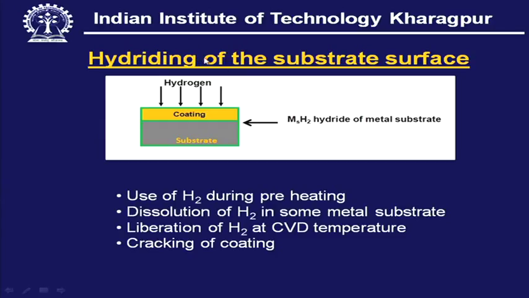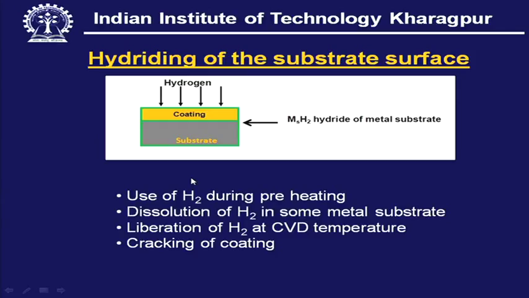Hydrogen has one detrimental effect in influencing the coating substrate adhesion. There are many substrates which are prone to hydride formation, and we may expect a hydride layer at the substrate surface. Now, this may happen during the use of hydrogen during preheating or for cleaning of the surface under hydrogen atmosphere. Because of this transportation of hydrogen into the substrate, a hydride in this form, MH2, may form on this metal substrate.